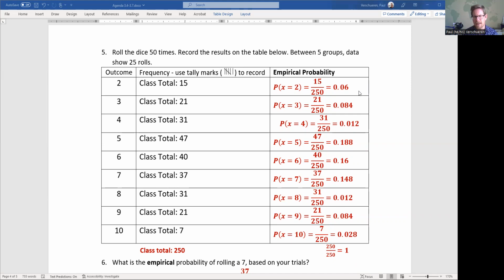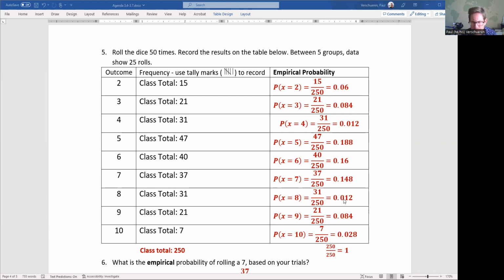About 6% of the time, the class rolled 2s. About 8.4% of the time, they rolled 3s. 12% of the time, they rolled 4s. And then the most common rolls, 18.8% on a 5, 16% on a 6, 14.8% on the 7.